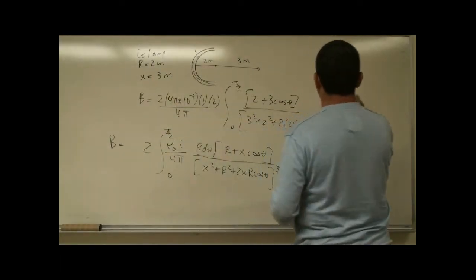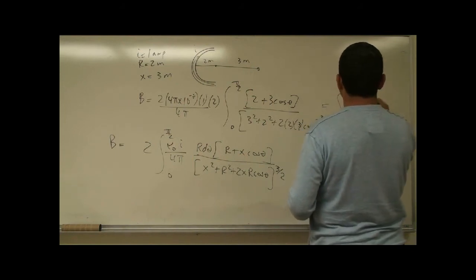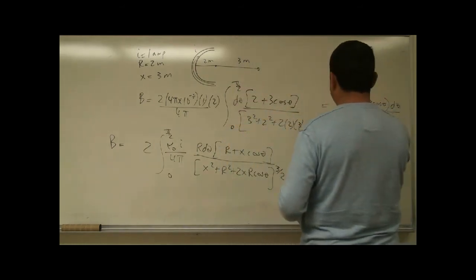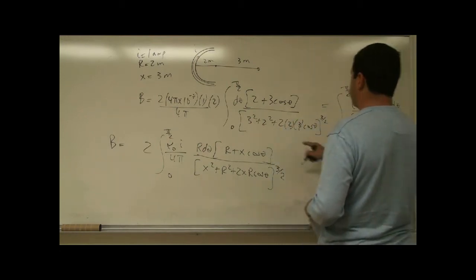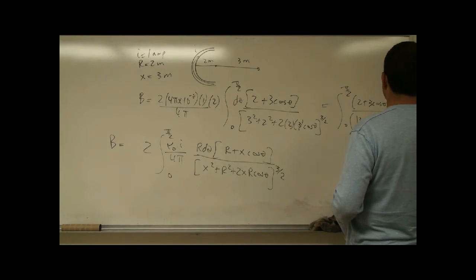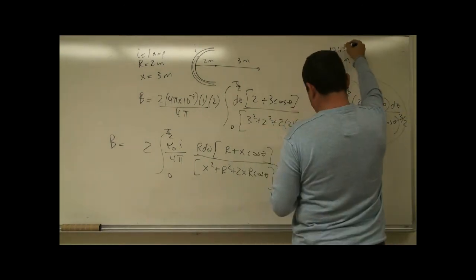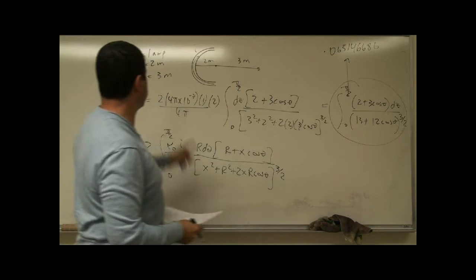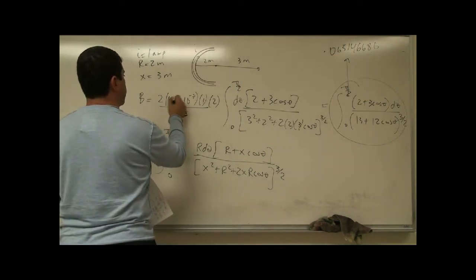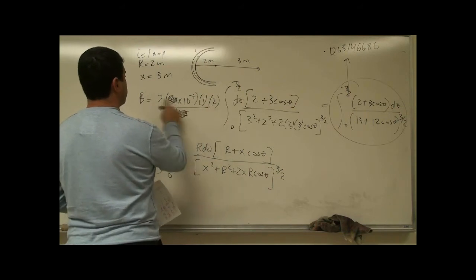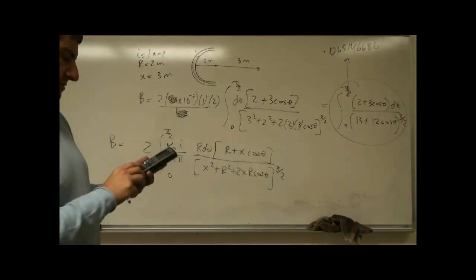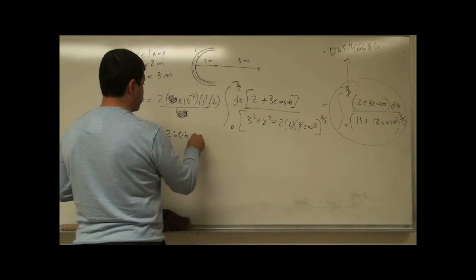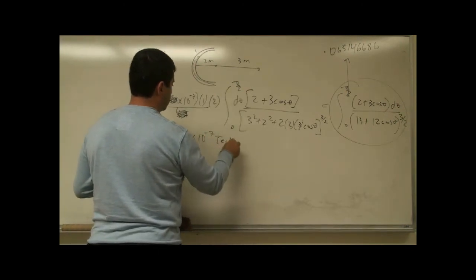So this integral reduces to the integral from 0 to pi over 2 of (2 plus 3 cos theta), of course with a d theta there, over (9 plus 4 is 13 plus 12 cos theta) to the power 3/2. That gives 0.065146686. Okay, and then you multiply this by this whole thing. Well, this one 4 pi cancels, so you basically just have 4 times that. So B is equal to 0.2606 times 10 to the minus 7 Teslas. Okay?